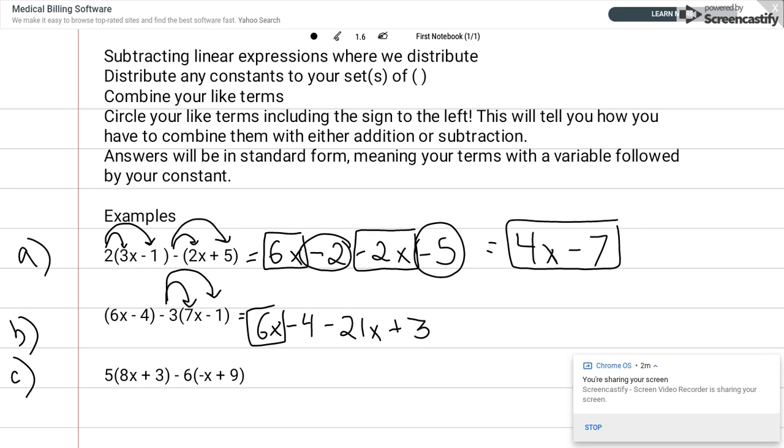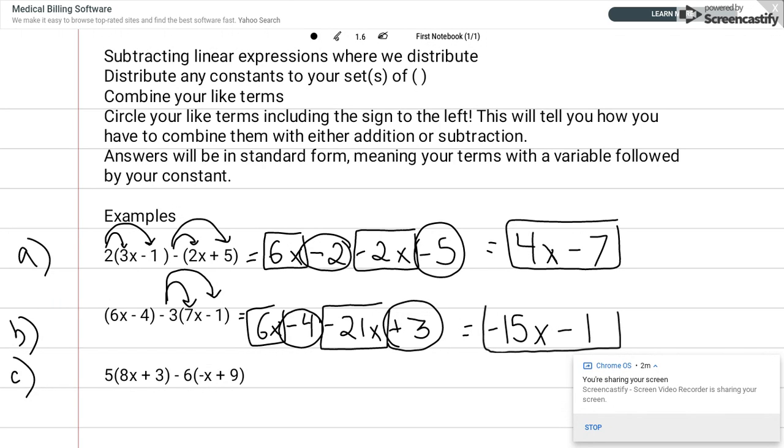Here is one like term and another. So this is 6x minus 21x. That gives me a negative 15x. I have a negative 4 and a positive 3. So negative 4 plus 3 is going to give me a negative 1. So my final answer for the second problem is negative 15x minus 1.